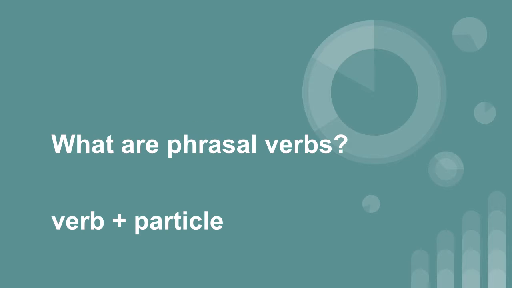A phrasal verb is a verb plus a particle. This combination of a verb and a particle creates a different meaning from the original verb. Phrasal verbs are also called 2-word or 3-word verbs.